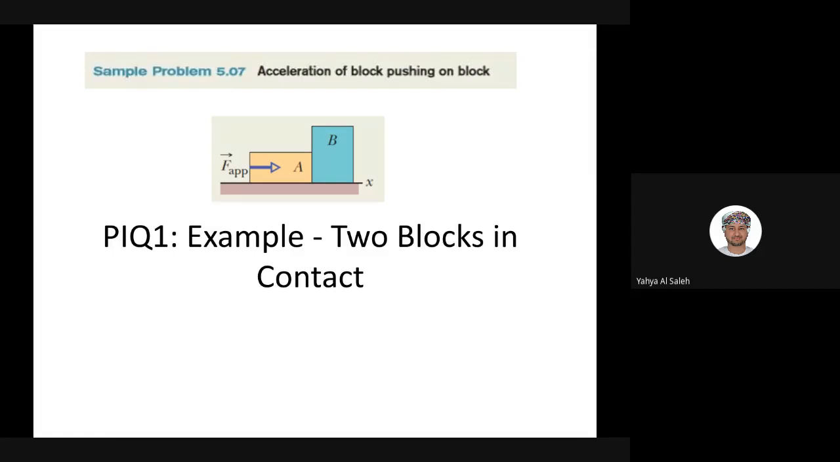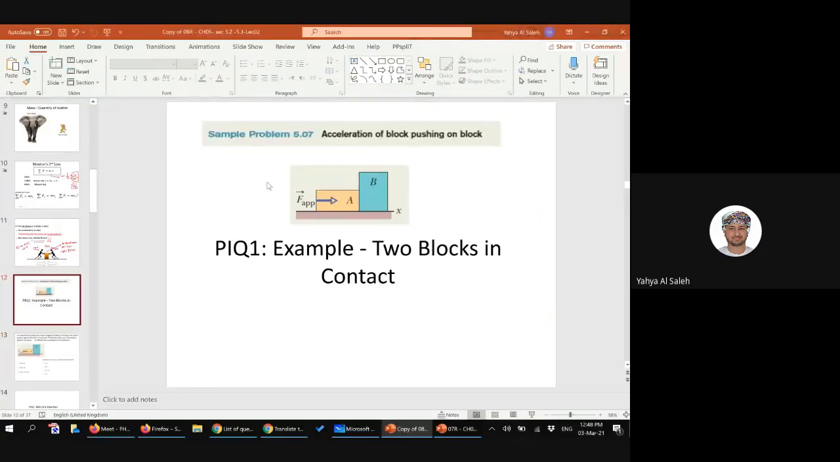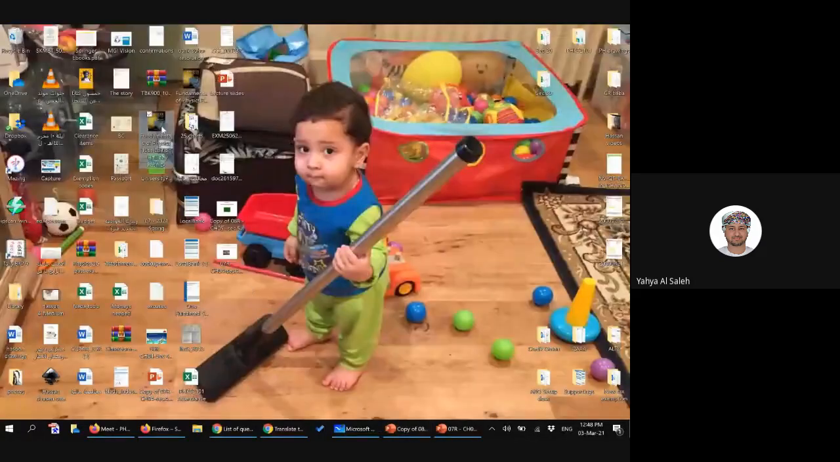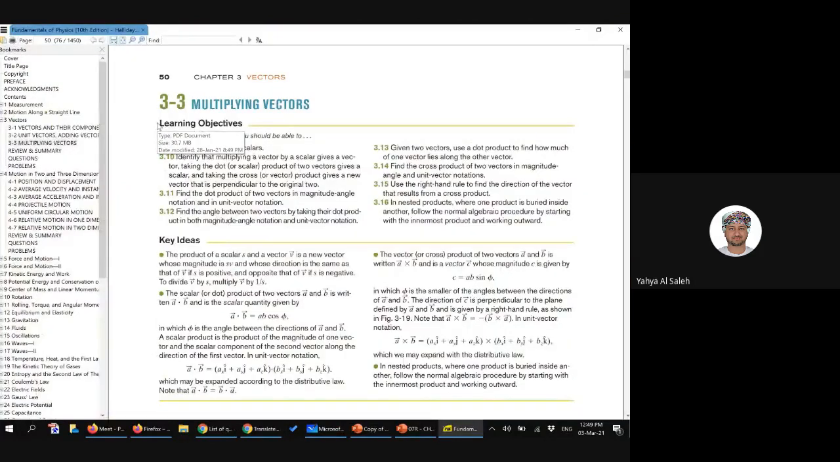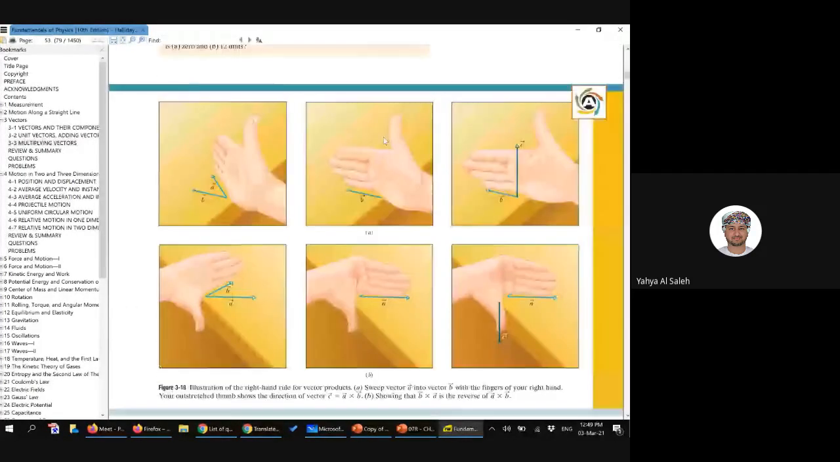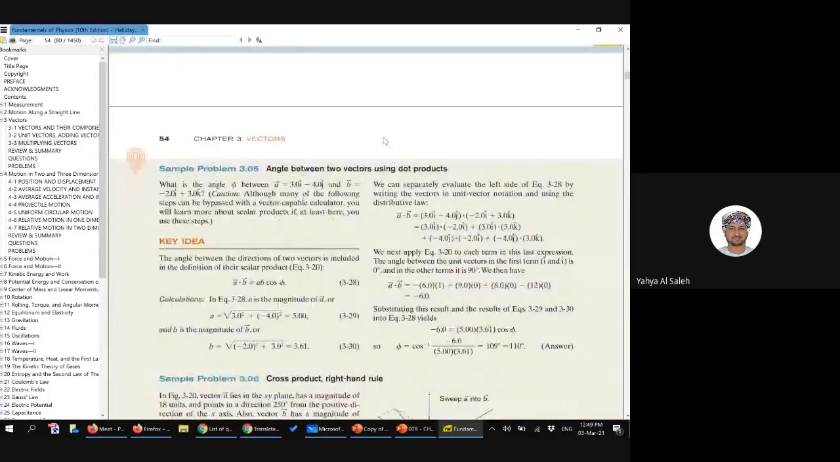Your book has a good sample problem, 5.07, acceleration of block pushing on block. A few of you indicated in the reading quiz that... actually there was no reading quiz yesterday, because we had Moodle problems. But usually I know students have some issues with this, so I included it anyway.